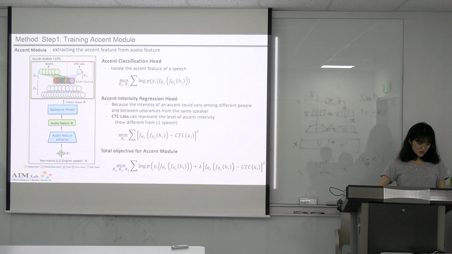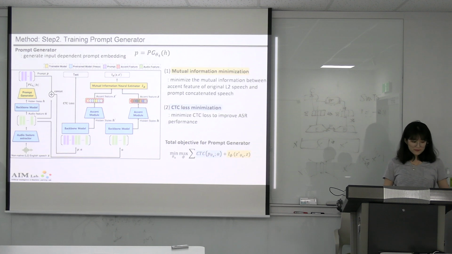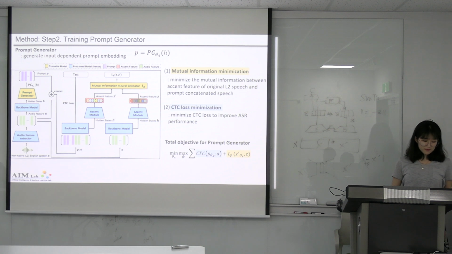So we train the accent intensity regression head to predict the CTC loss of the input utterance. And by incorporating these two objectives, we train the accent module and we can obtain the accent feature for the prompt generator. Next, the prompt generator module generates input-dependent prompt embedding. It uses the same hidden states input that is used in the accent module. As the prompt, the output of the prompt generator will be concatenated into the audio feature together and perform the ASR task.